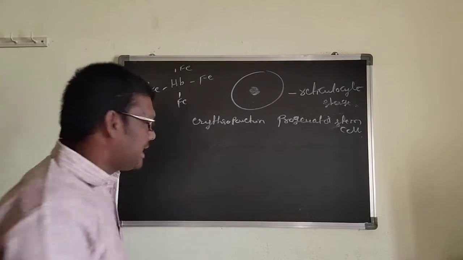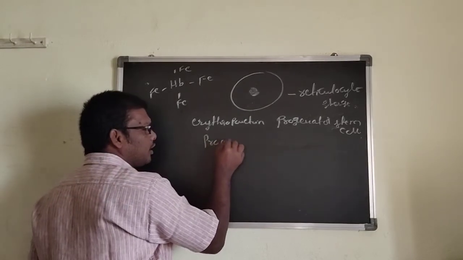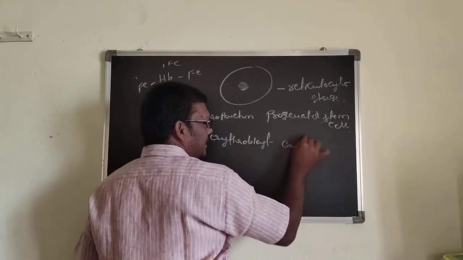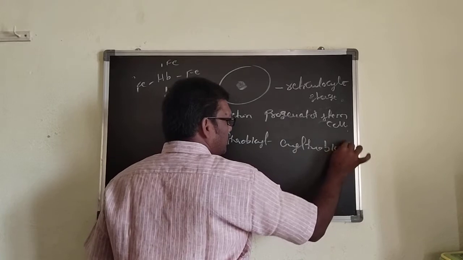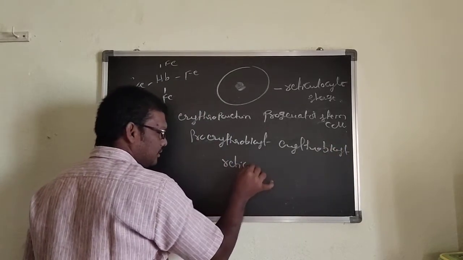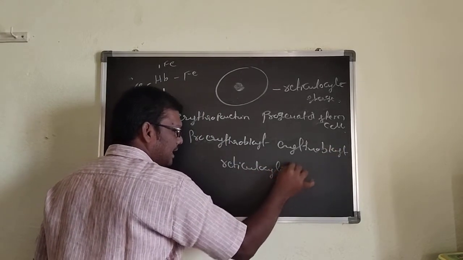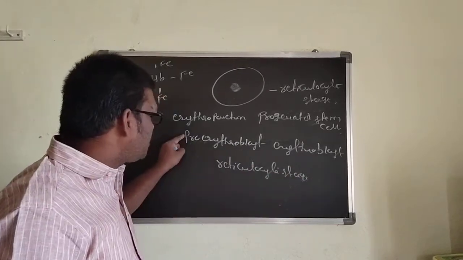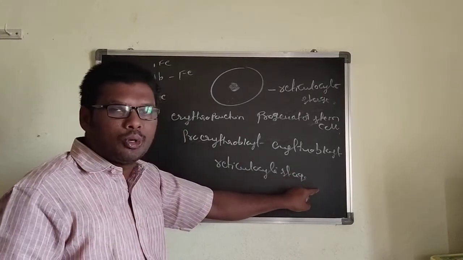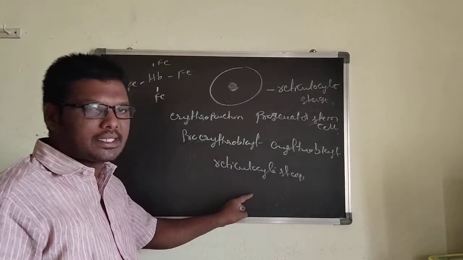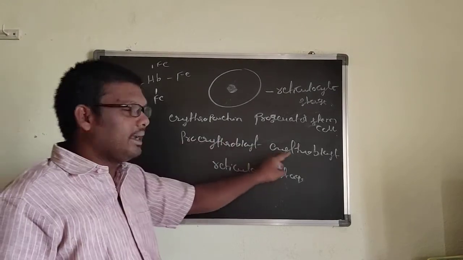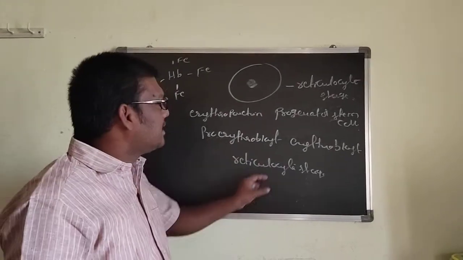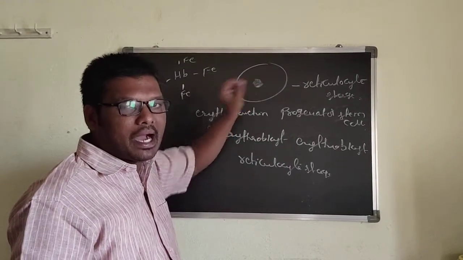At that time they go through stages: proerythroblast, erythroblast, reticulocyte stage. Later the RBC is matured. That's how immature RBC is converted to matured RBC. There are 3 stages in between: proerythroblast, erythroblast and reticulocyte stage. When it enters the reticulocyte stage, the nucleus and other cell organelles will be absent.